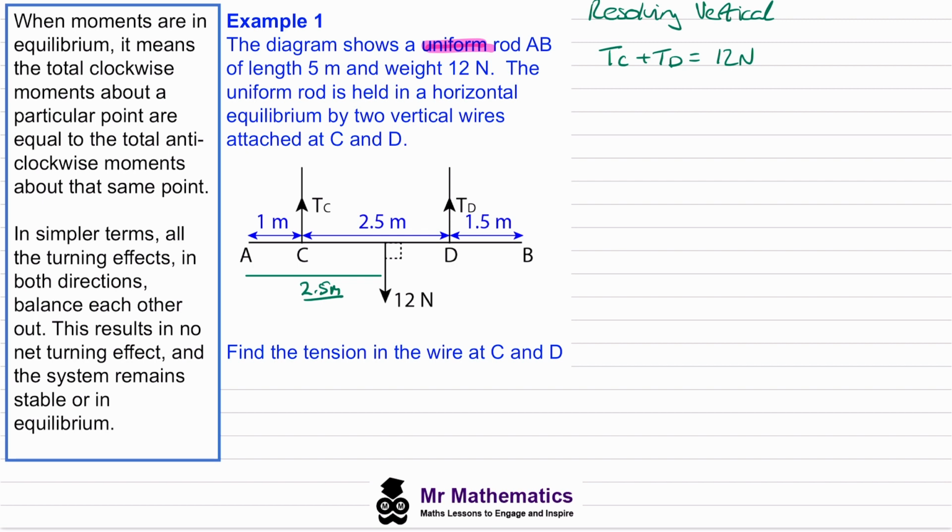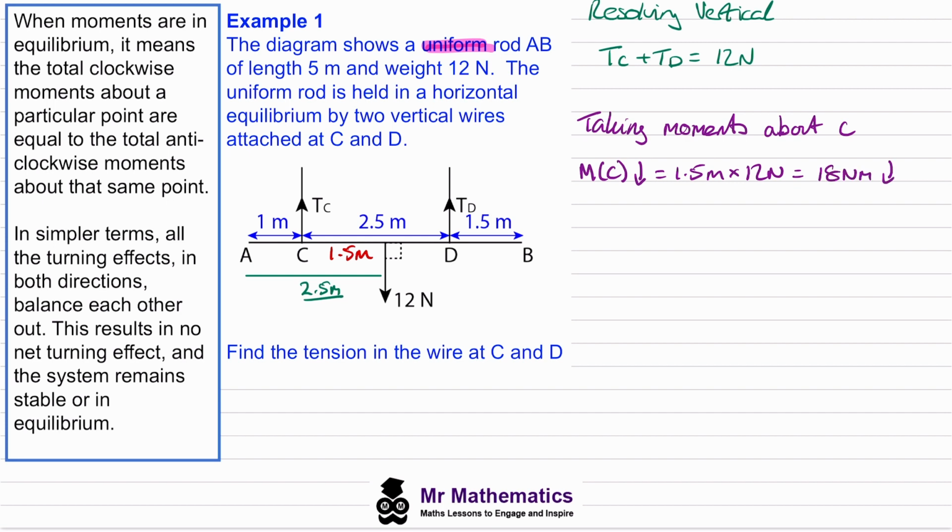The next thing we need to do is take moments about a point, and because it's in equilibrium, the clockwise moments will be equal to the anticlockwise moments, and we can choose whichever point we like. I'm going to choose point C. So the moments about C acting in a clockwise direction, well, this would be the 12 newtons, but we need to find the distance from C to the 12 newtons. This will be this distance here. We know from A to the 12 is 2.5 meters, and we know A to C is 1 meter. So the distance will be 1.5 meters. So this will be 1.5 meters multiplied by the force of 12 newtons, and this gives us 18 newton meters acting in a clockwise direction.